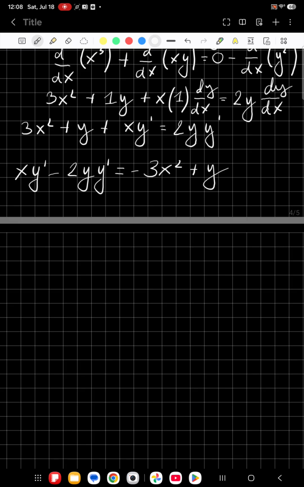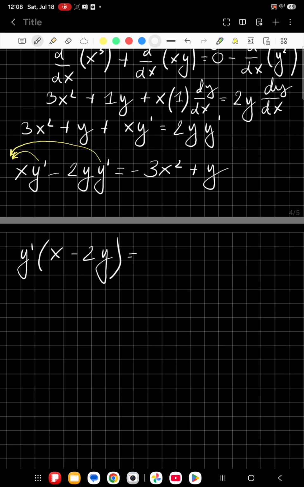Okay, next step would be factoring that y prime out. So I factor it out, and I get y prime times x minus 2y. And the right side doesn't change, it stays the same.